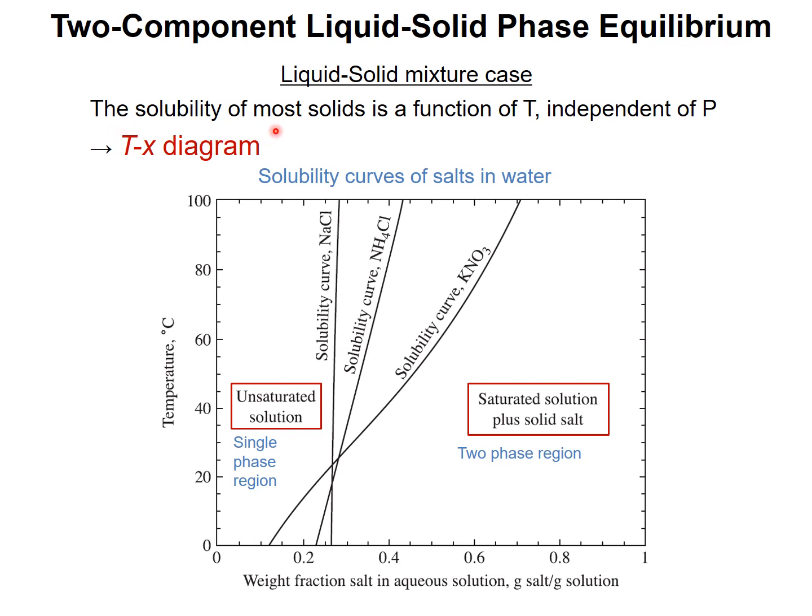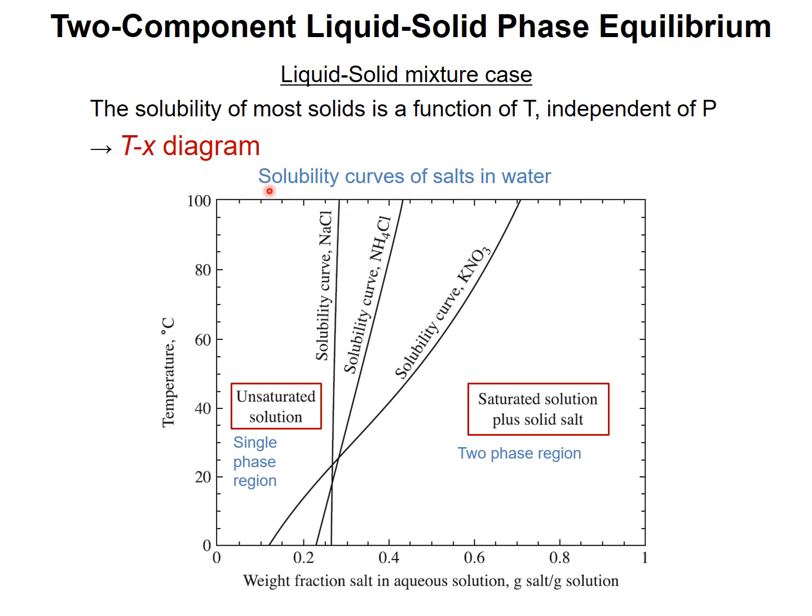The solubility of most solids, like in seawater, is a function of temperature. However, it is practically independent of pressure. So usually we don't need to think about the pressure for the liquid-solid phase equilibrium diagram for the liquid-solid mixture. So usually we use the temperature-composition diagram instead of temperature-pressure or something. This temperature-concentration diagram is called the solubility curve.